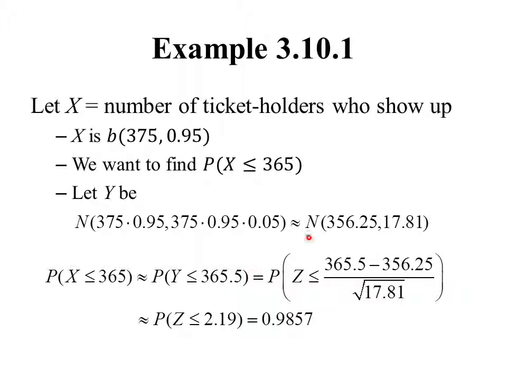Now, Y has a normal distribution, and so to calculate this probability, we convert this number over to a z-score by subtracting the mean of 356 and dividing by the standard deviation. We do that arithmetic, we get a z-score of 2.19, and if we look up that probability from table C1, we get our final result of 0.957. So there we go. We got about a 98% chance that there's going to be enough seats available.